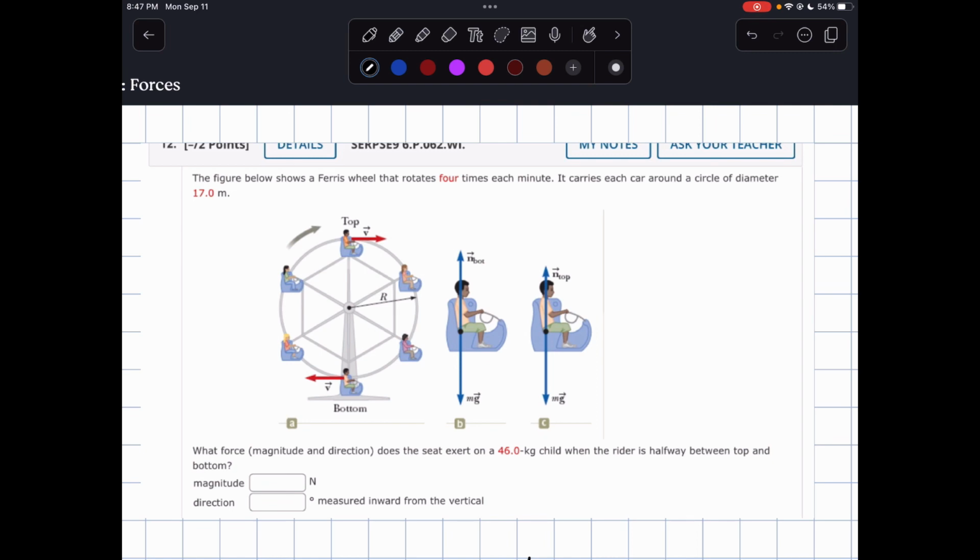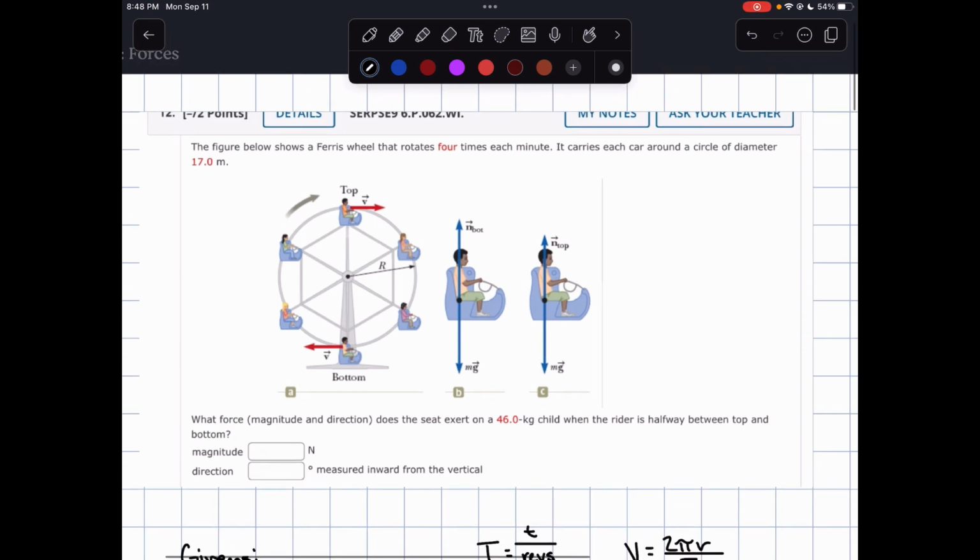Let's take a look at our problem. The figure below shows a Ferris wheel that rotates 4 times each minute. It carries each car around a circle of a diameter of 17 meters. Let's look at our first two questions. What force, magnitude, and direction does the seat exert on a 46 kilogram child when the rider is halfway between the top and the bottom?